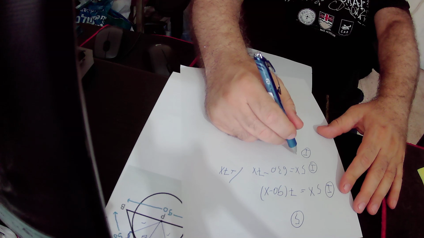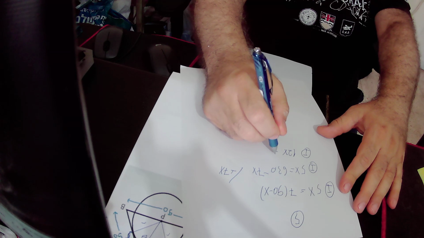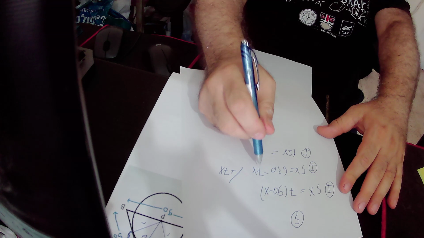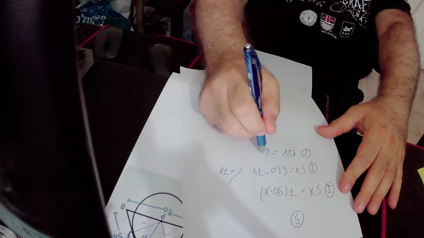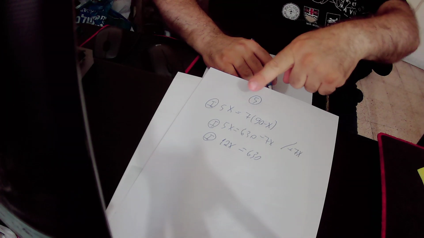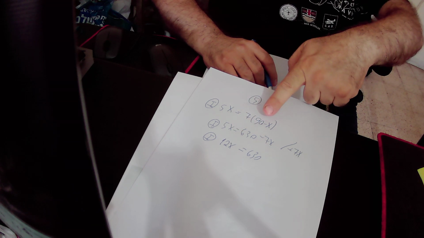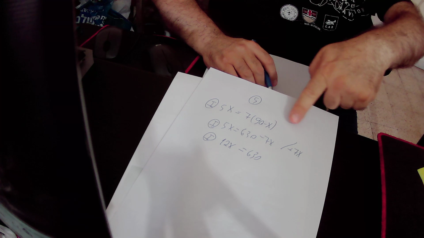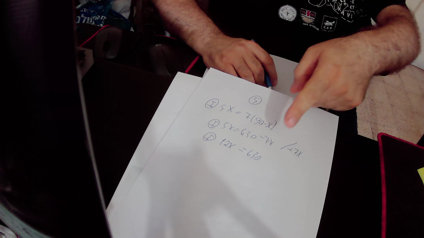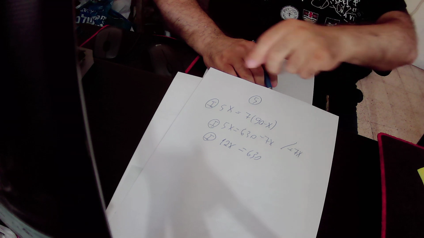We'll get that 5x plus 7x equals 12x, and 630 minus 7x plus 7x equals 630. Okay, so here 5x plus 7x equals 12x, and 630 minus 7x plus 7x equals 630. Now we will divide both sides of the equation by 6.